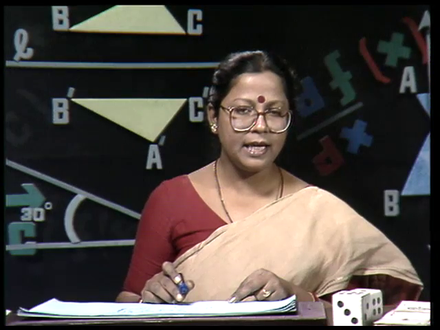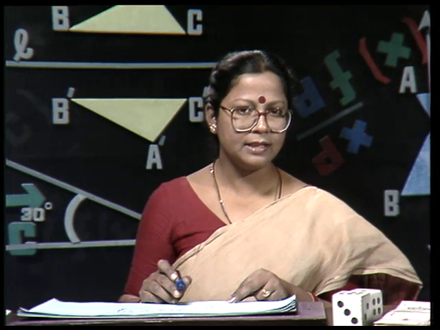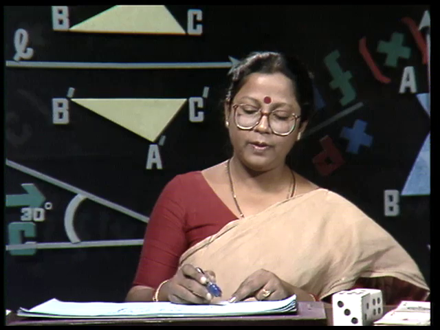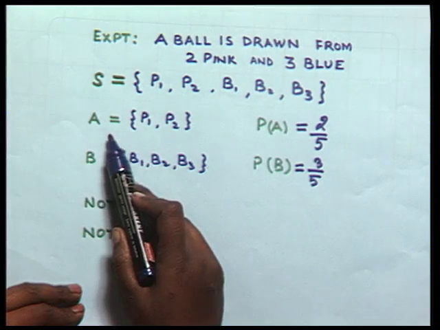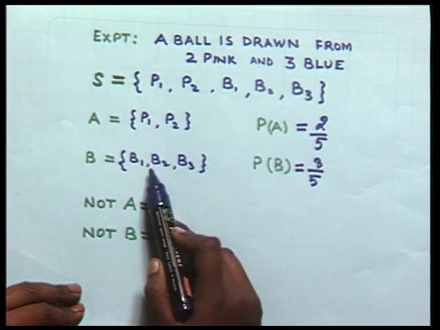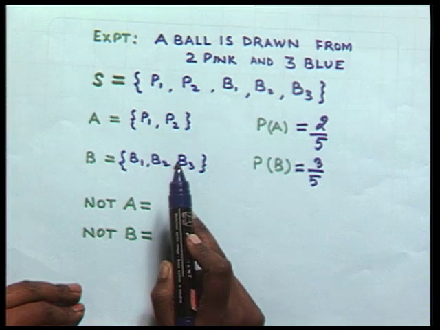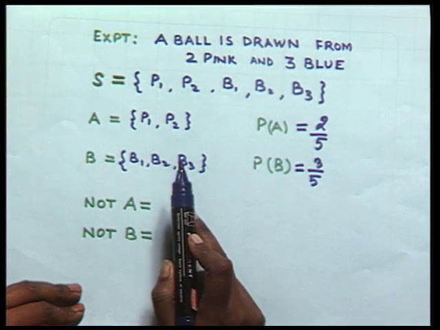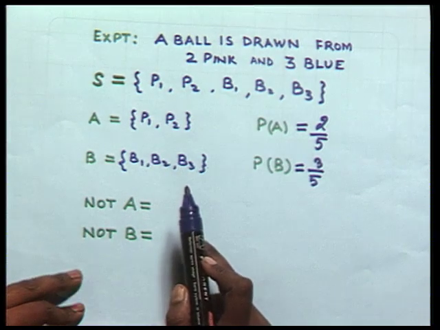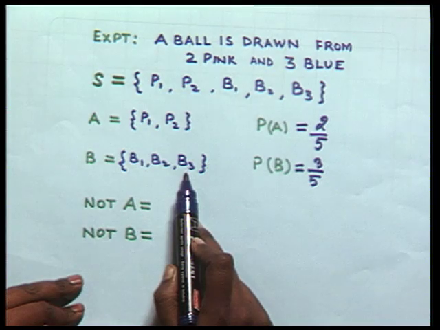Are these events A and B mutually exclusive? Yes, they are. Also observe that when event A occurs, that is when we pick up a pink ball, then we cannot pick up a blue ball. Similarly, if the ball picked up is a blue one, then it cannot be a pink one. So, at one time at least one of these two events must occur.